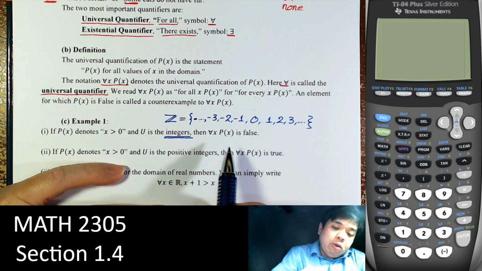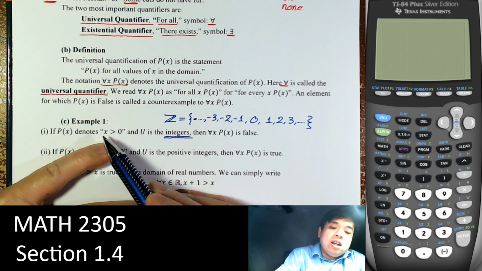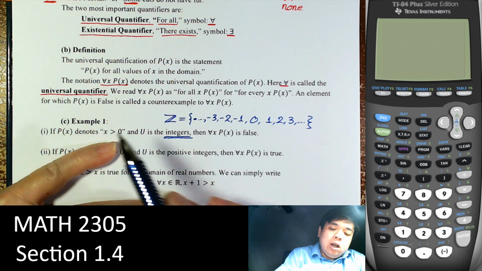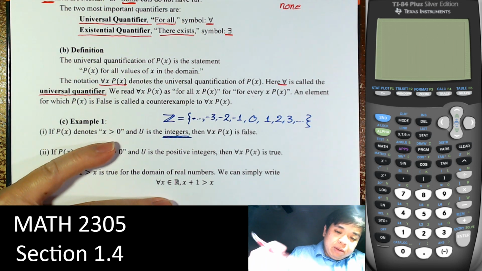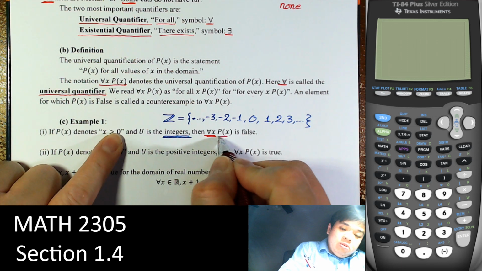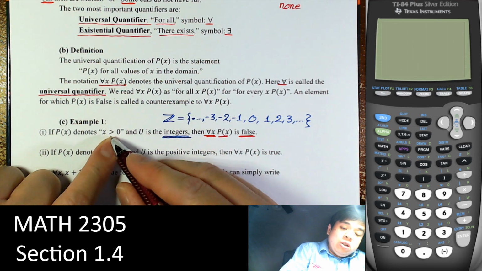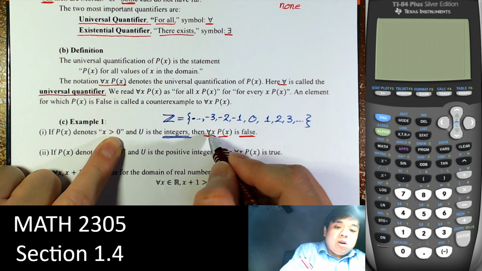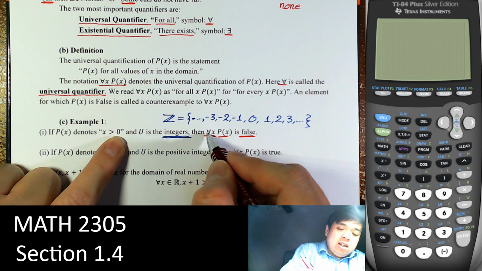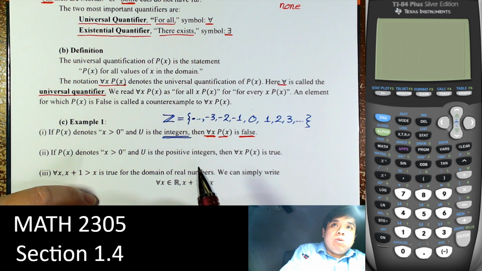Of course, some of these are negative. So if you put the negative numbers in here, the statement is false. So if we say every x is greater than 0, it's going to be false, because some values, when you substitute in here, make it false. It is not true for every x. Therefore, if we write for every x, this will be false.